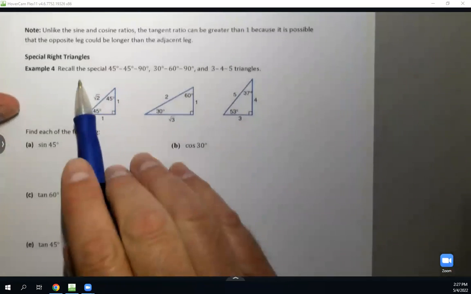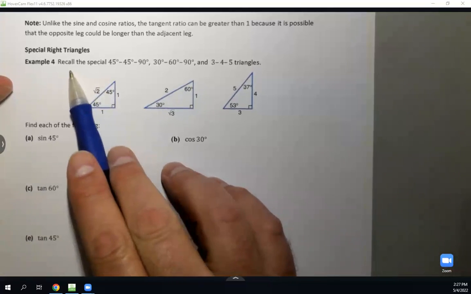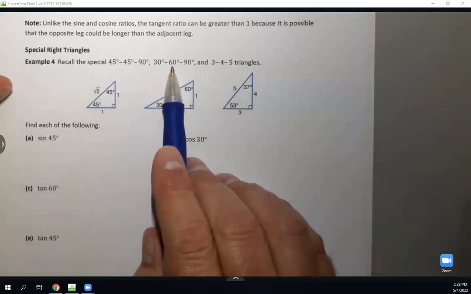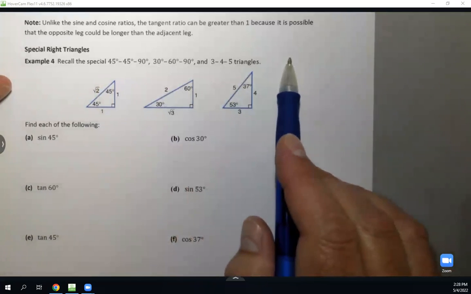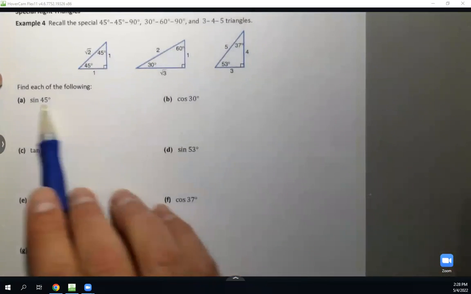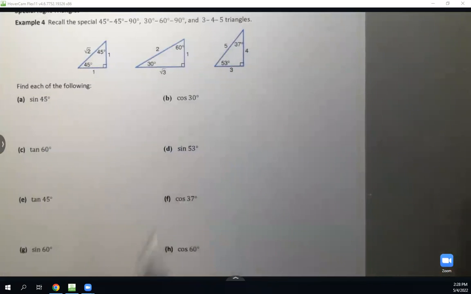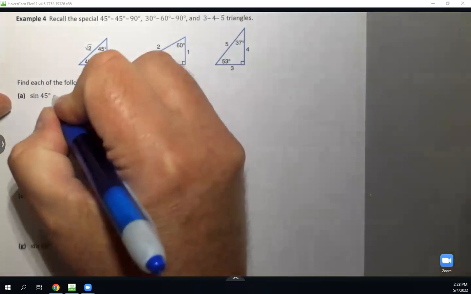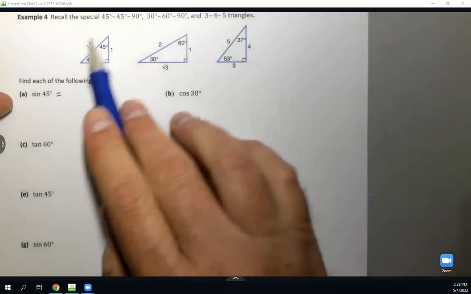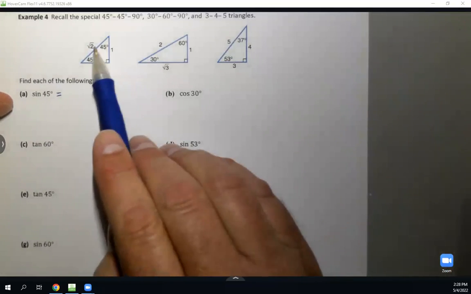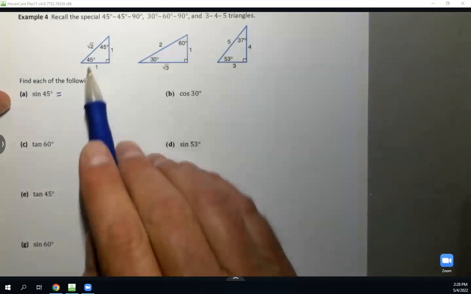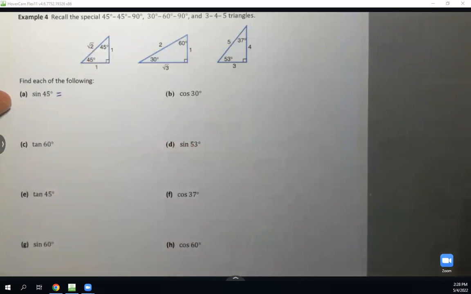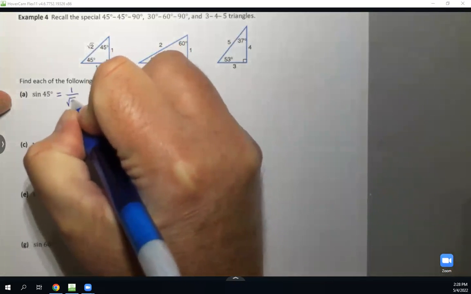So special right triangles, remember we talked about these? Recall the special 45-45-90, the 30-60-90, and the 3-4-5 triangles. Find each of the following. If I ask you to find the sine of 45 degrees, I use my special triangle, where the ratio is 1, 1, and the square root of 2 for the hypotenuse. For the 45-degree angle, sine is the opposite over the hypotenuse, so that would be 1 over the square root of 2.